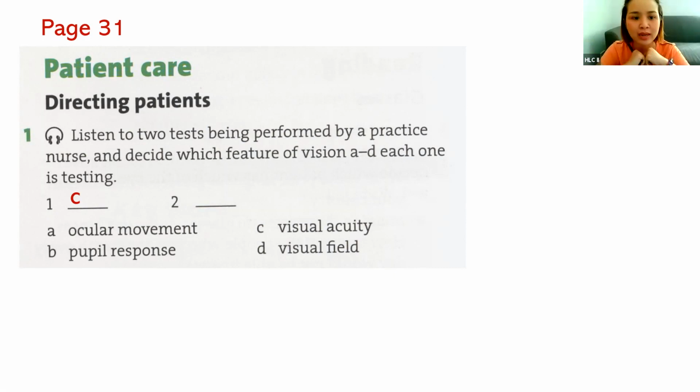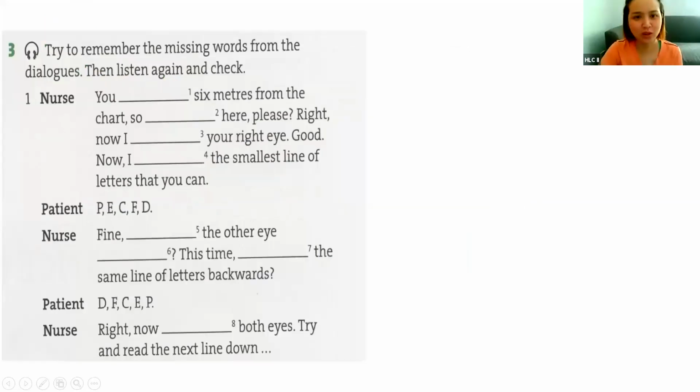And in the second dialogue, the test being performed is B, pupil response, which means the response of the pupil, how it reacts. Okay, I hope you got all the answers correct. This one is not difficult at all, actually. You can just look at the script at the back of the book, but it's my job so I'm gonna give you the answer anyway.